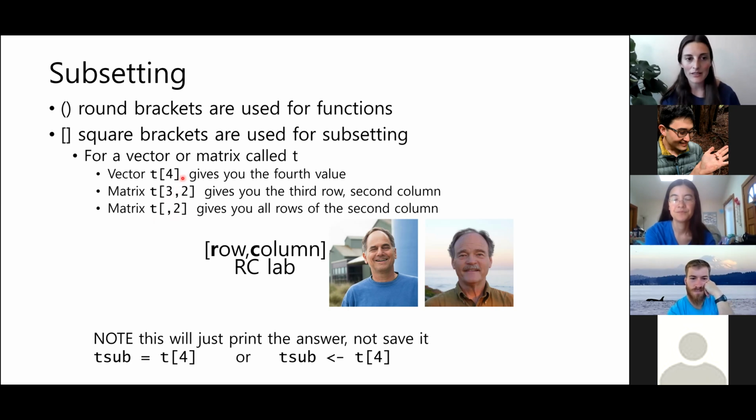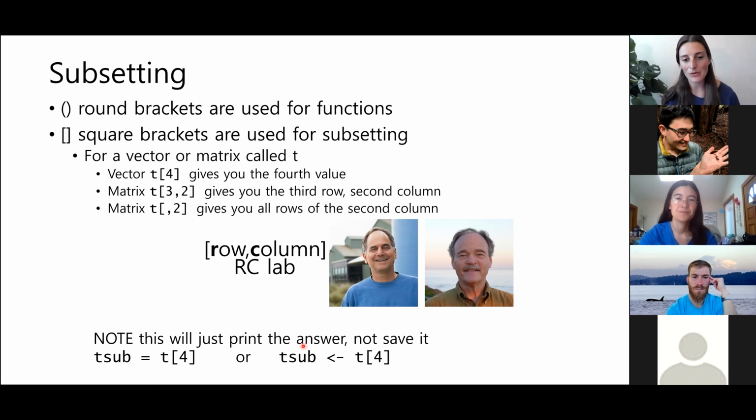So if you just put T square bracket 4, it'll output that value, but it won't save it as anything. If you want to save it as something, let's say you want to save it as a new variable called t sub, you would have to say t sub equals t square bracket 4. And then when you then have code that refers to t sub, it'll be that particular value. Does that make sense?